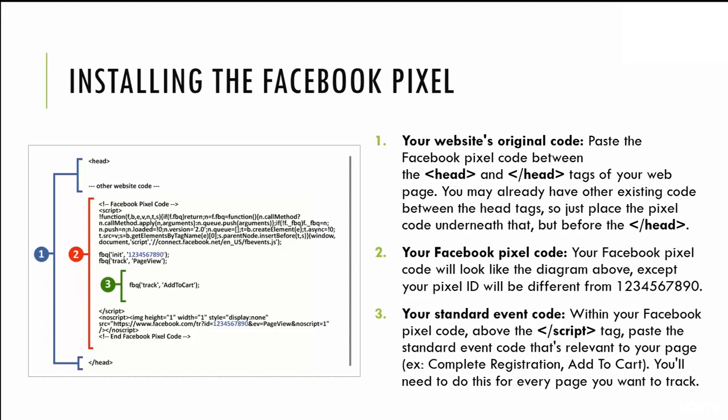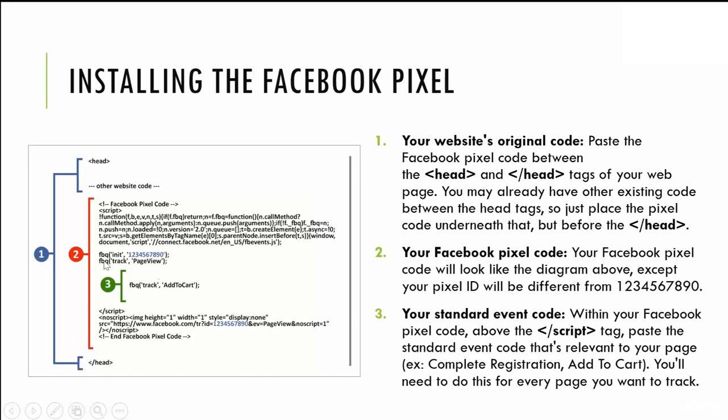So I want to break down what that Facebook pixel actually means. So as you can see, number 1 is your website's original code, head, closing head. There's going to be other website code obviously in the head tag of your website. Don't worry about that. That's why I say go right before the closing head tag. So find this area right here and go to the line just before it to paste in your Facebook pixel. So you're pasting the Facebook pixel just before that closing head tag. Then number 2, your Facebook pixel code. This is what you pasted in right before that closing head tag.